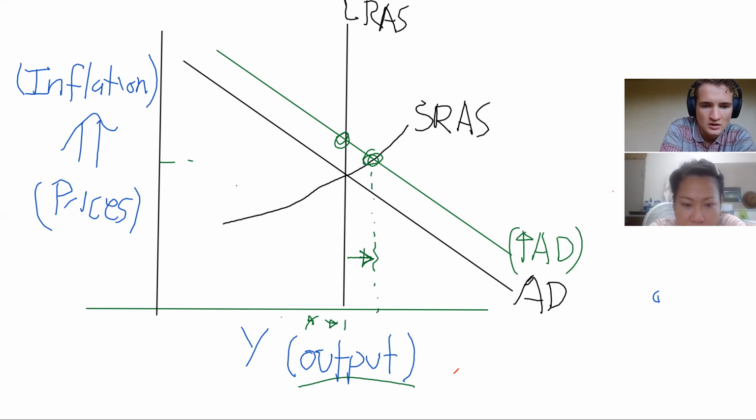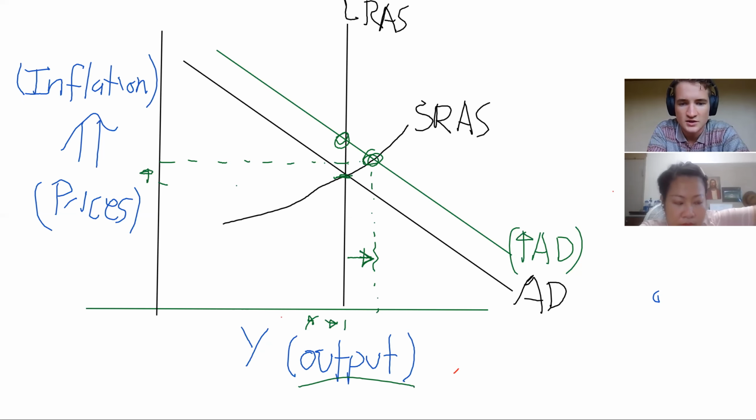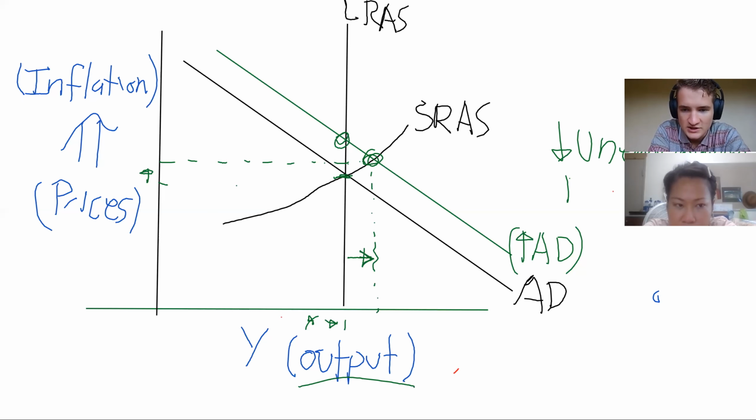And there's also going to be an increase in price, because we moved from here to here. What that means is there's going to be a decrease in unemployment, and an increase in price. That's short run. In the long run, we're going to move out to here, and what happens is we're actually going to shift back to where we were.